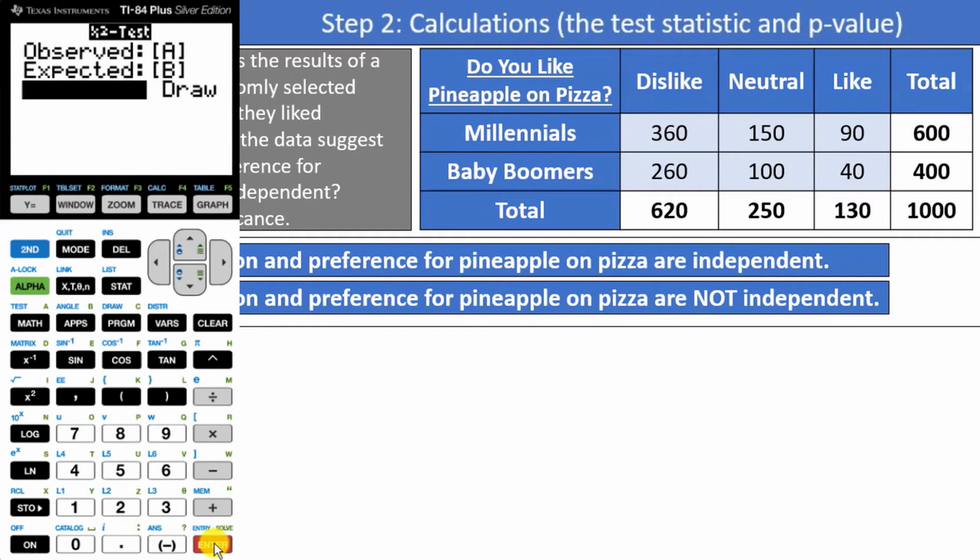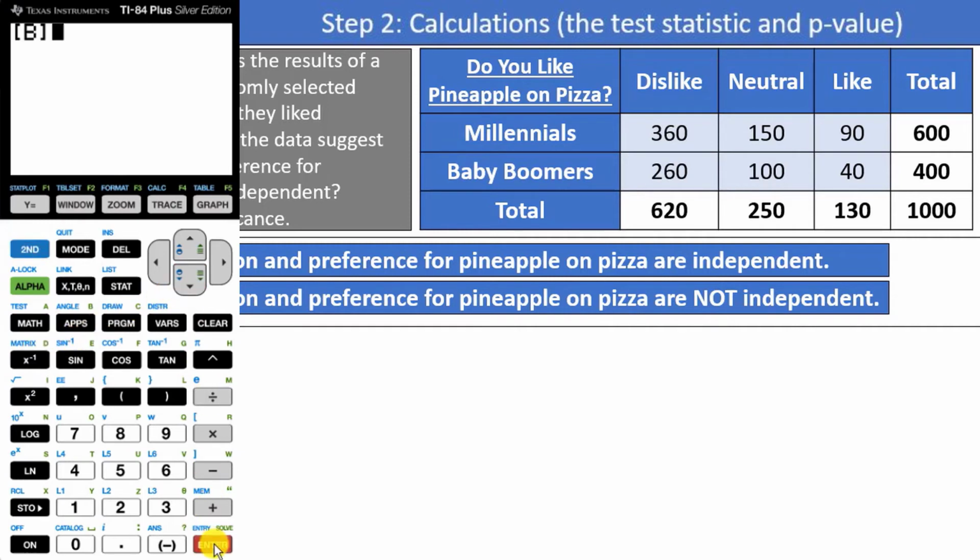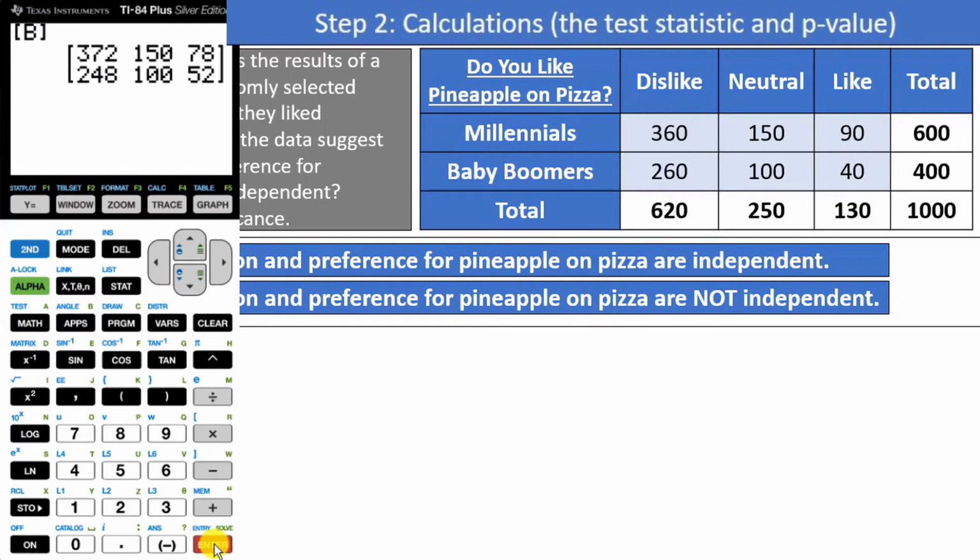Scroll down and press Enter over Calculate. You should now have the chi-square test statistic, the p-value, and the degrees of freedom. Write those 3 numbers down, and we'll come back to them later. Press Second, Matrix, and then Option 2 for Matrix B. Press Enter, and we will see the expected counts that your calculator just calculated for you.